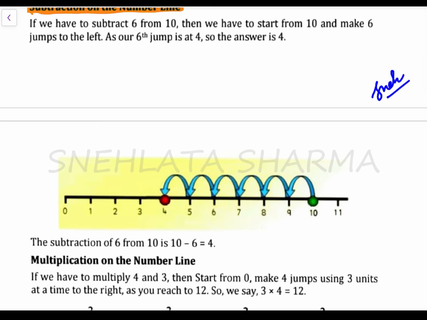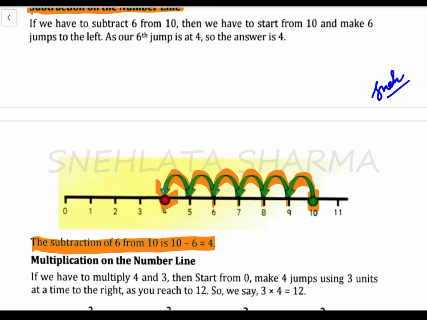Suppose we have to subtract 6 from 10, so we will start with 10. Here is the 10. Since we are subtracting, we will move towards left. And since we need to subtract 6 from 10, we will make 6 jumps to the left. This is 1, 2, 3, 4, 5, 6. And after 6 jumps, we will reach 4. So the subtraction of 6 from 10 is 4.